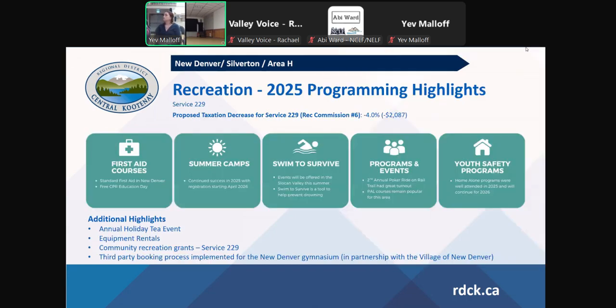And then for recreation, we have Service 229, which New Denver, Silverton, and Area H are part of, actually seeing a taxation decrease of 4% this year, so just around $50,000. This service offers things like skate courses, summer camps, sponsored swim to survive programs and other programs and events, as well as youth safety programs. Some highlights are equipment rentals, recreation grants, and a third-party booking system that was implemented at the New Denver gymnasium.